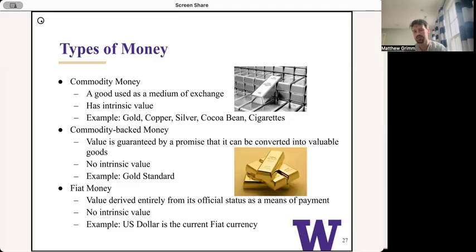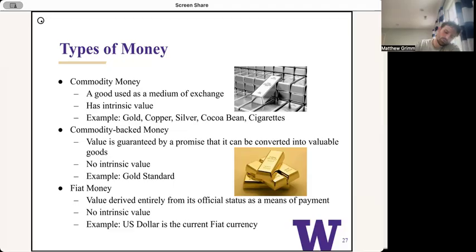So there's a couple types of money. We have commodity money, which is a good used as a medium of exchange, and it has some intrinsic value. So this is quite literally going to the grocery store and using a gold bar to buy your groceries, right? Commodity-backed money is where the value is guaranteed by a promise that it can be converted into valuable goods. An example of this is the gold standard. So we were on the gold standard as a country, and what this meant was every dollar correlated to a certain amount of gold, right?